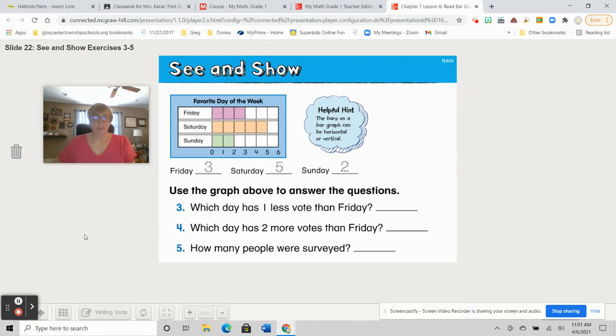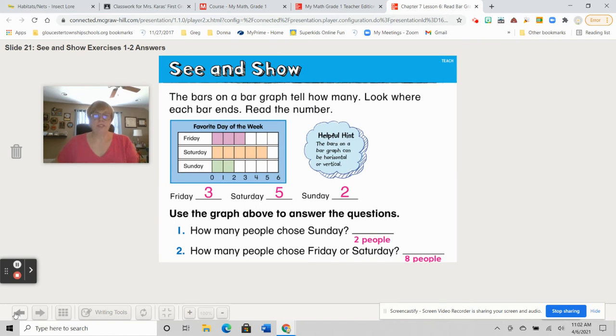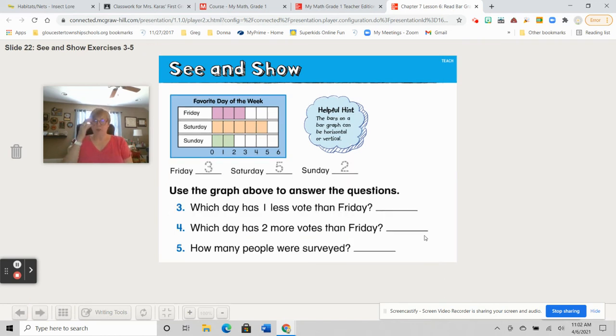They would like us to use, okay, let's see. Something's not moving here. Let me do this. Okay. All right. So that's what they wanted, questions 1 and 2. Now let's go down to questions 3, 4, and 5, and you're still going to use that bar graph above to answer. Which day has 1 less vote than Friday?